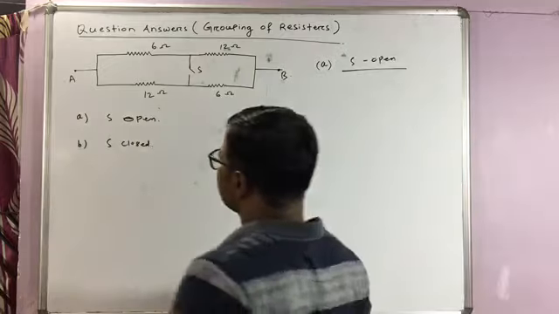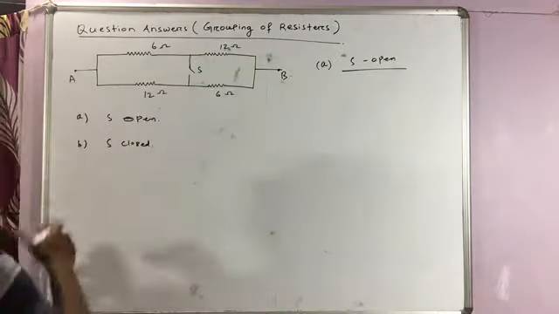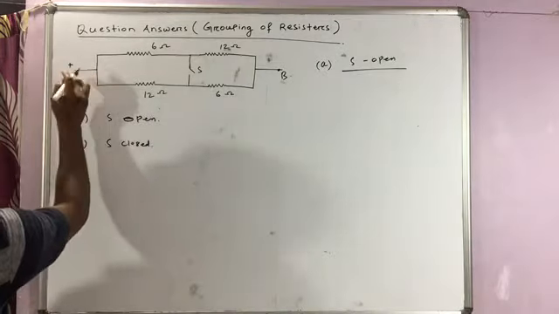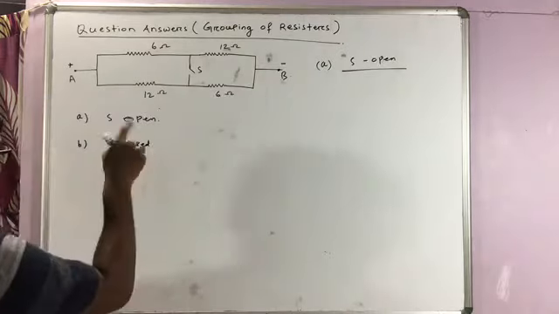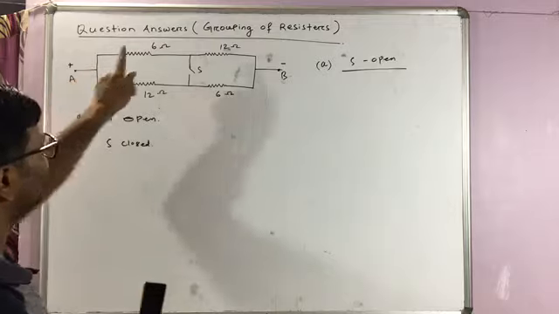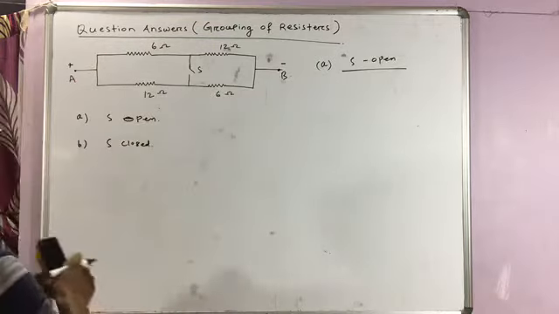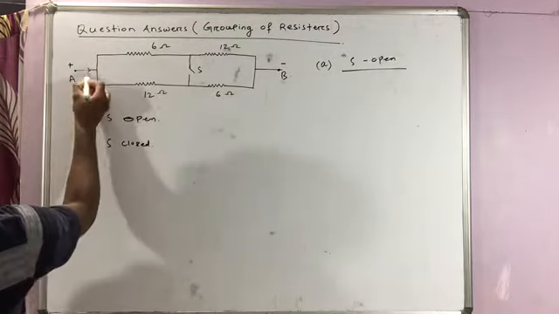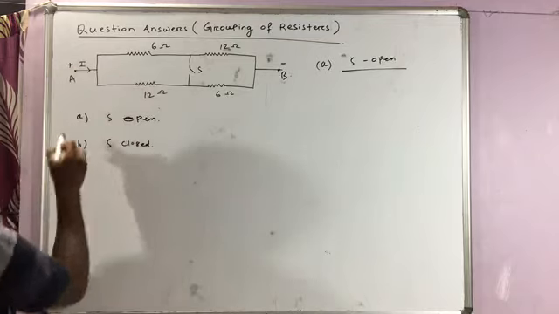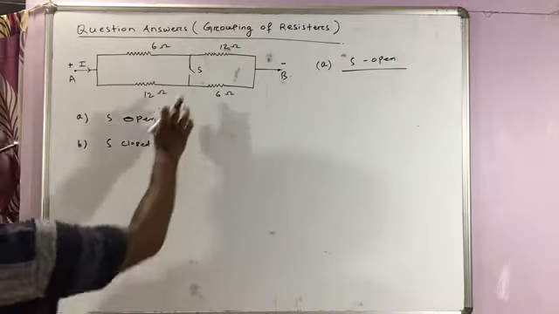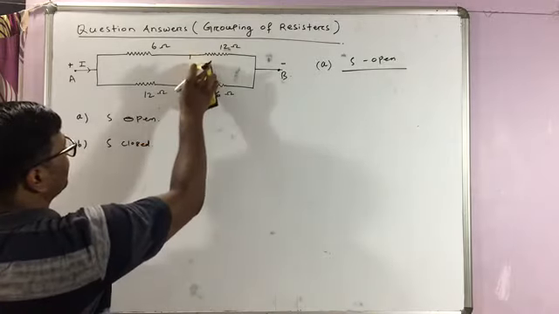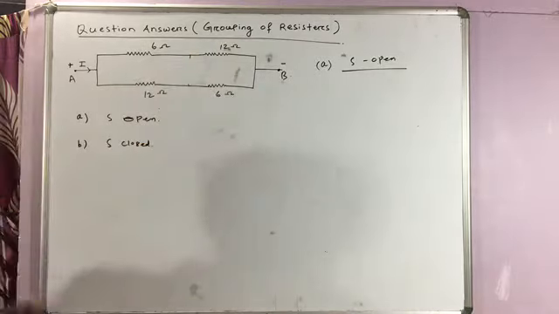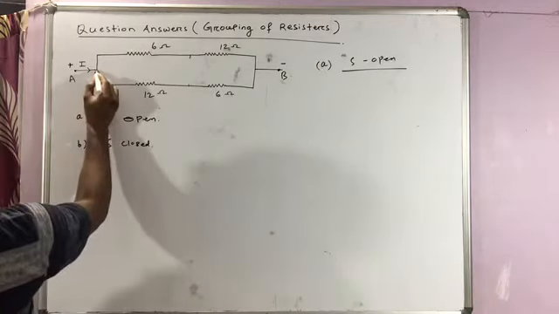See from the diagram, suppose you consider this is the positive terminal of the battery and this is the negative terminal of the battery. The battery positive terminal is connected here, negative terminal connected here. So it means in this way the current will come. Let's say I amount of current is coming here. I am discussing the case where the switch is open. Open means there is no connection between these 2 points.